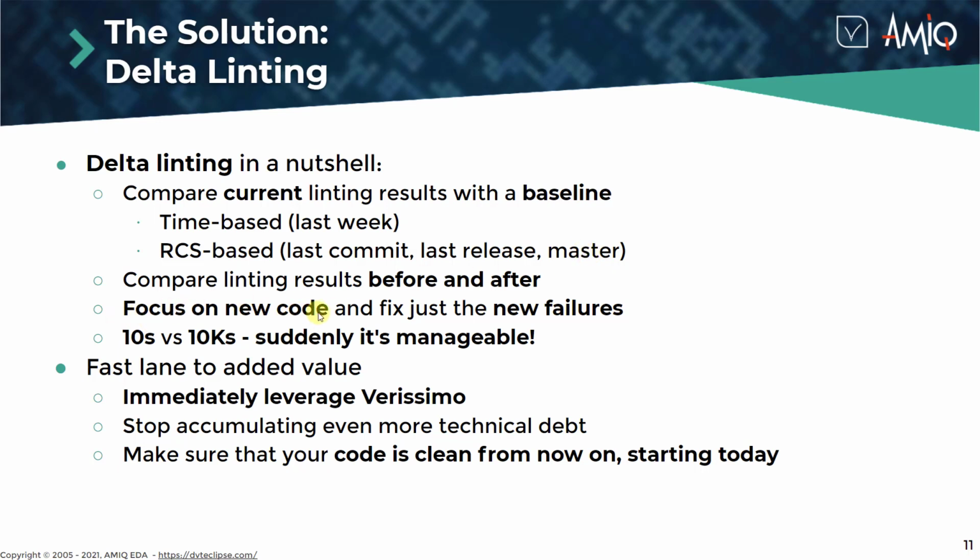What you achieve with this type of analysis is that you can now focus on the new code and fix just the new failures. The number of failures drops from thousands or tens of thousands to maybe just tens of them. Suddenly, fixing becomes manageable and clearly makes more sense, especially since the failures are in code you just wrote or modified, code that is fresh in your memory right now.